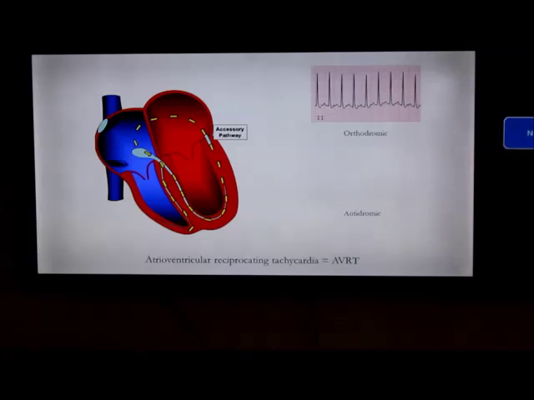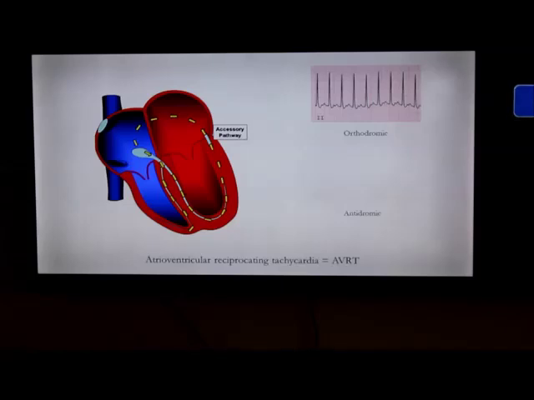Okay, so this is an example of the same thing we talked about. So atrioventricular reciprocating tachycardia, of the two types we'll learn, depends on whether it's going down the AV node or up the AV node. The AV node is the focus. Antidromic means opposite to the AV node. Orthodromic means with the AV node.